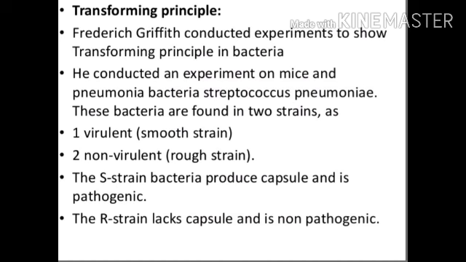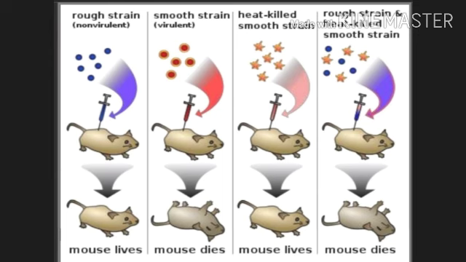So in this slide you will see the rough strain bacteria that is non-virulent. When injected in the mice, the mouse lives, and with the smooth strain which is virulent, in that case the mouse dies. When heat-killed smooth strain is injected in the mouse, the mouse lives, and when rough strain is injected with heat-killed smooth strain, in that case the mouse again dies. Okay, so what is the reason behind that?